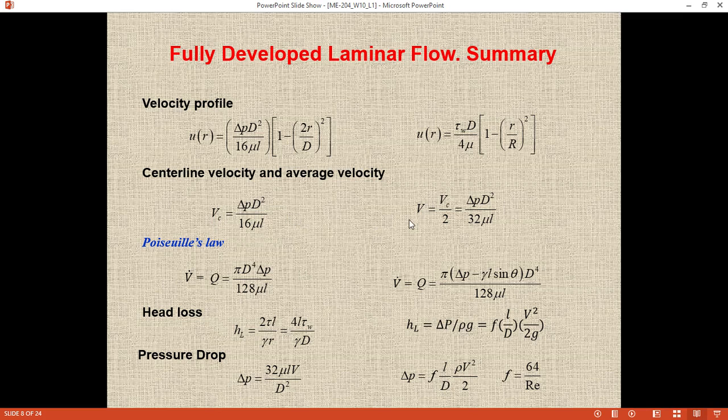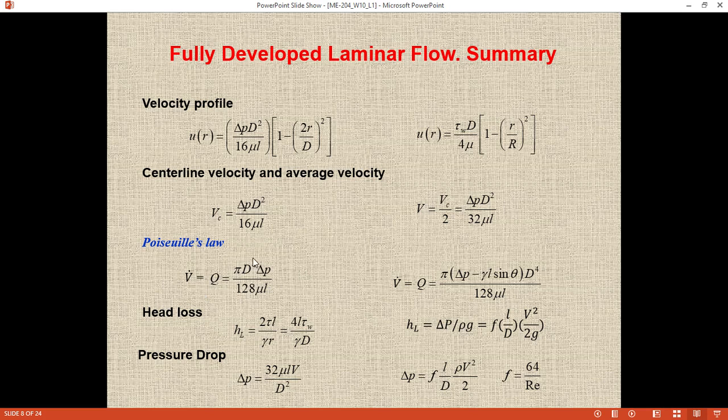This is the average velocity, indicated as V. VC is the maximum velocity, and V is the average velocity. So the average velocity in a fully developed laminar flow is half of the maximum velocity: if you divide the maximum velocity by 2, it becomes VC by 2. And this is the equation we derived by using Poiseuille's law.